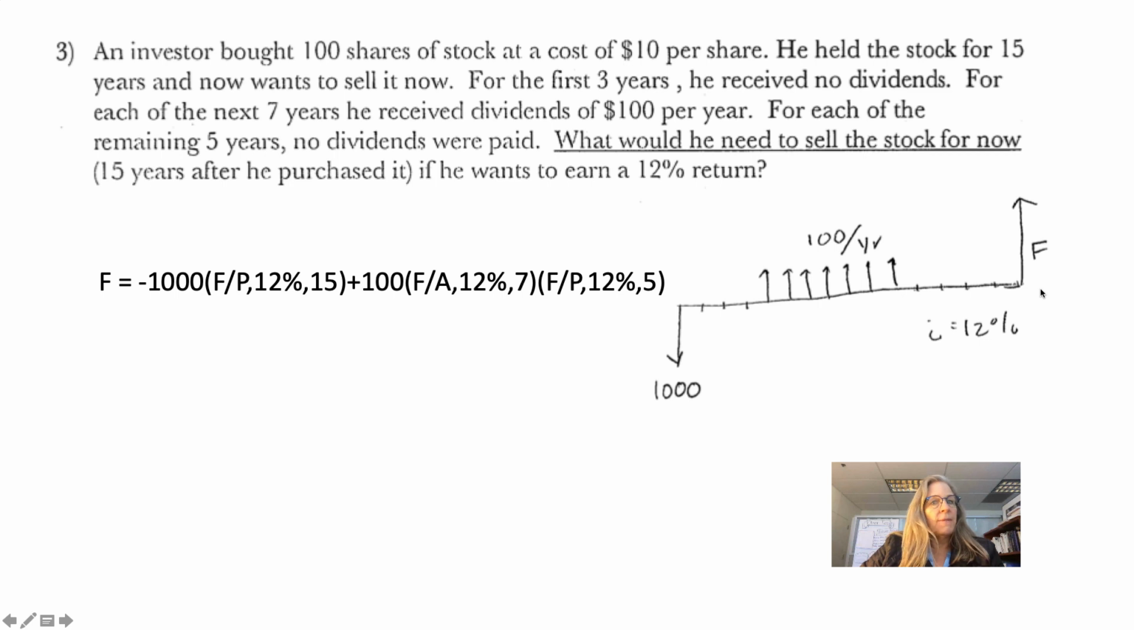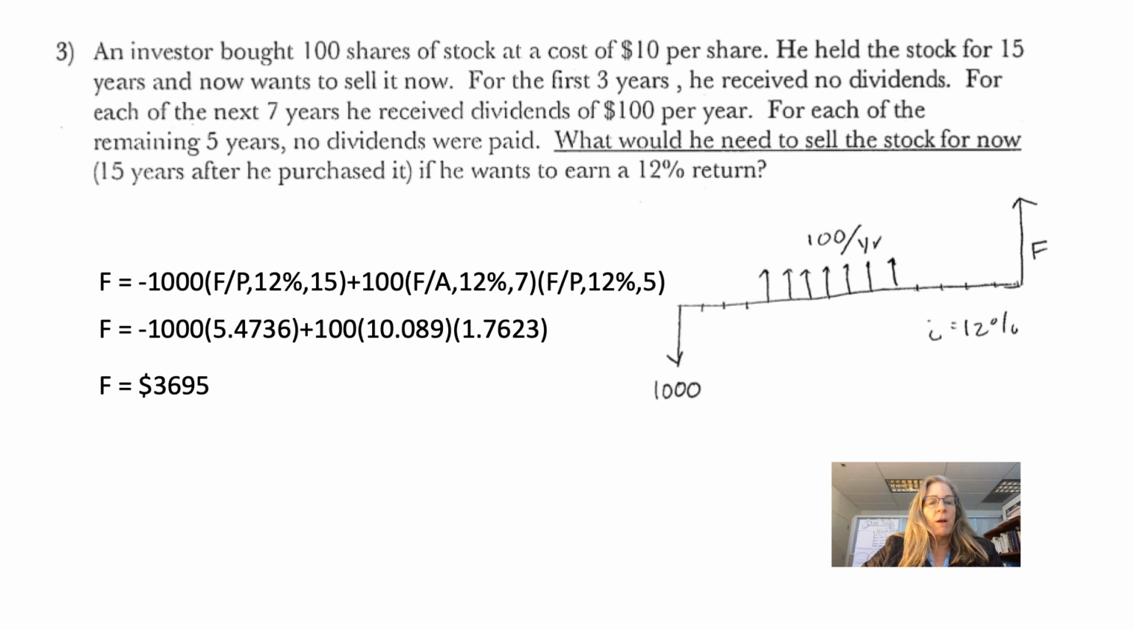And then, once I've set up that equation, I can just look up those values in the factor tables and get the calculation where I'd have to sell it for $3,695. And since it's 100 shares, that means I'm going to sell it for $36.95.